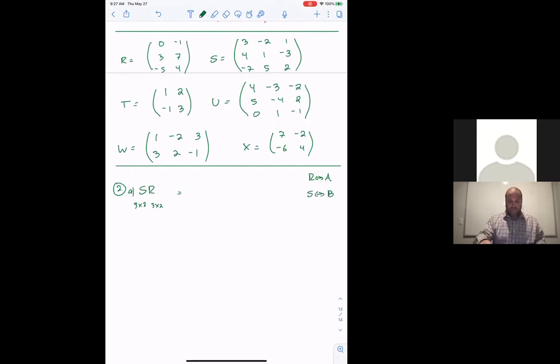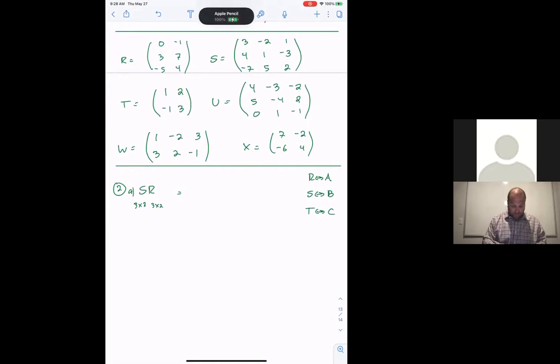Actually, I changed my mind because you're doing it, I'm doing it, we're all doing it. Let's do it together. So B is 3 by 3. That's 3, negative 2, 1, 4, 1, negative 3, negative 7, 5, and 2. That's S, my B matrix. Let's go down to edit a third matrix, C, which is going to be my T. So T is going to correspond to C.